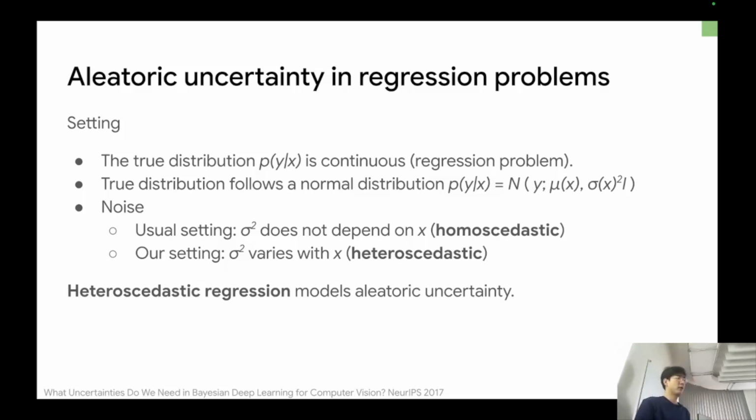Okay, so that was it for the classification case. Let's move on to the regression case. Now the setting is the usual regression setting. So now y is not an index. It's a continuous variable. And so the P of y given x will be continuous.